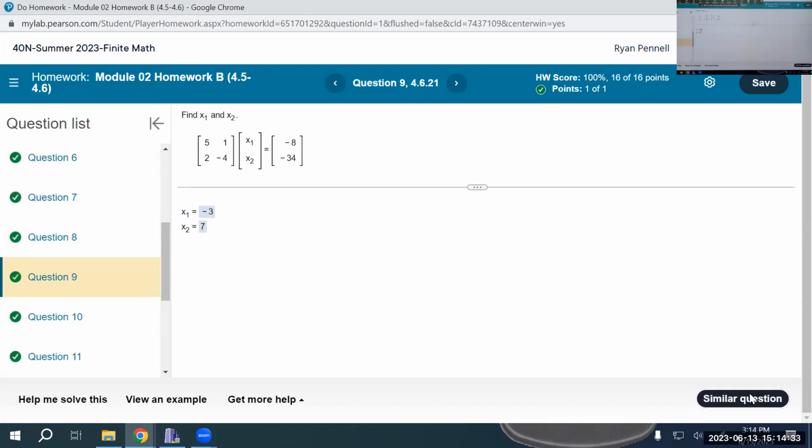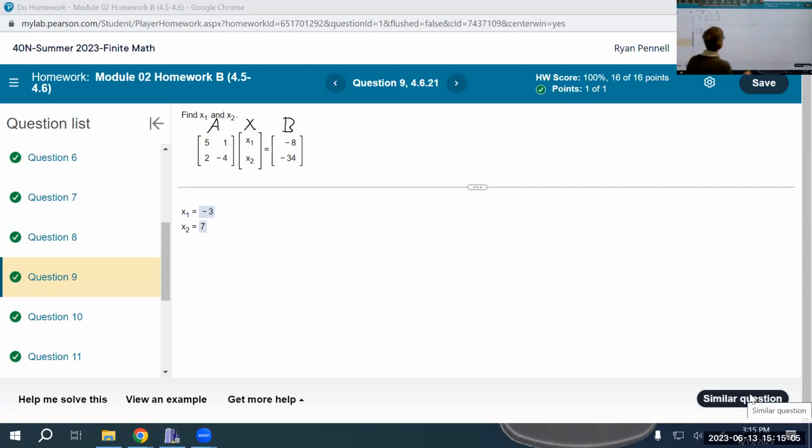Let me think about this one. Okay, this one's going to be a little tricky. We should talk about this one. We have kind of the reverse here. So here it wants us to solve for the variables. We haven't done anything like this. I'm going to call this A, capital X, capital B, so I can refer to them in our discussion. I want to solve for X, which is a vector. How do I do that?